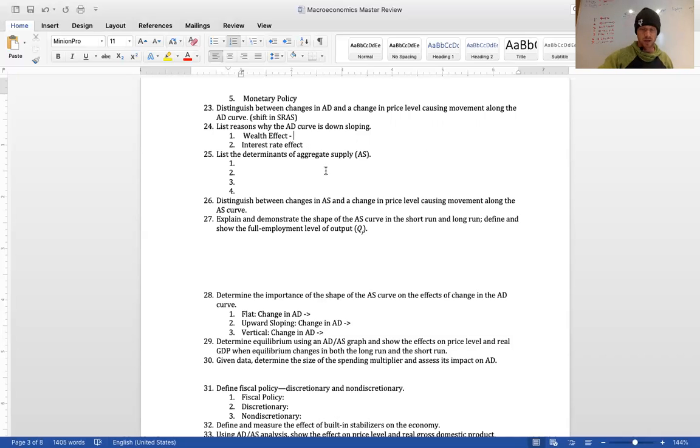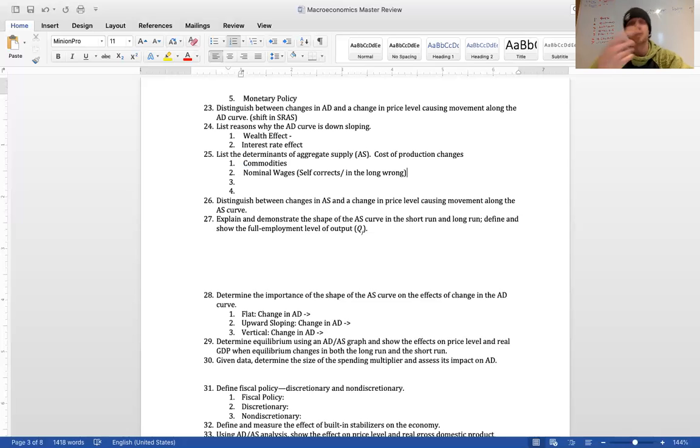25, list the determinants of aggregate supply. In general, the aggregate supply shifts if the cost of production goes up, or if the cost of production changes, I should say. The actual 4 determinants are commodities, such as electricity or oil. If the price of oil goes up, that is an input for most businesses. Then the cost of production goes up and the aggregate supply shifts left. Nominal wages. This is the big one when the economy self-corrects. Another way of saying that is in the long run.